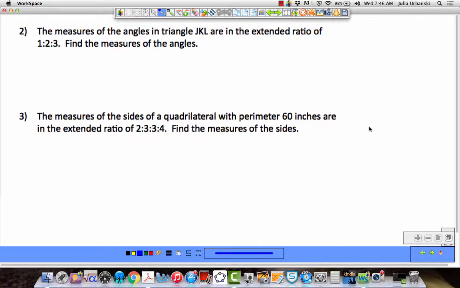Things that are still ratios, but they're not going to be nice, easy proportions. It's going to be slightly different, but it still represents two ratios.